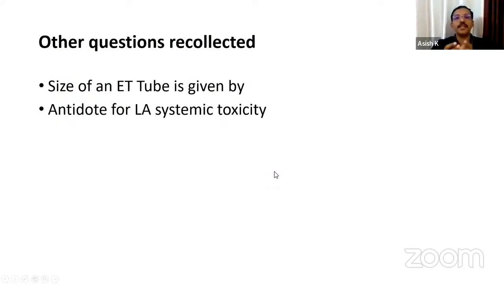Now other questions which I've recollected, I didn't get the exact options of that, but I can understand that a few inputs say that they asked about the size of an endotracheal tube, which is given by the internal diameter. That is one point which you should remember. You call a tube a 7.5 to 8 or 8 to 8.5, etc. What they say by this number is the internal diameter, which is again an old question.